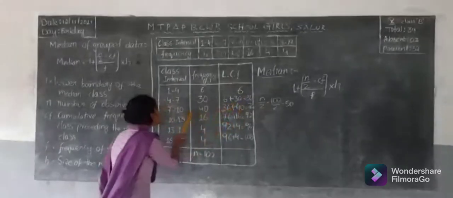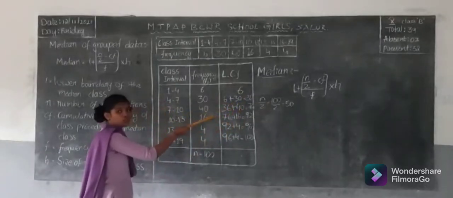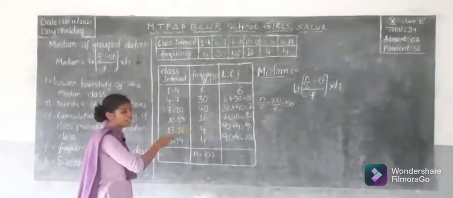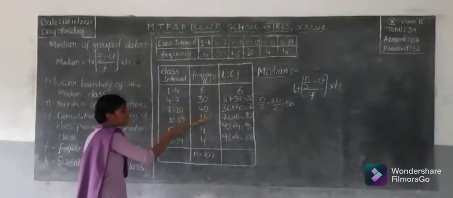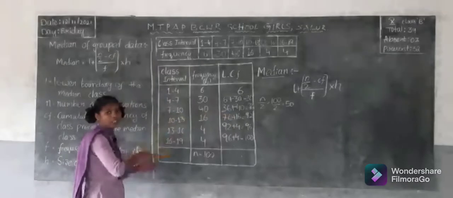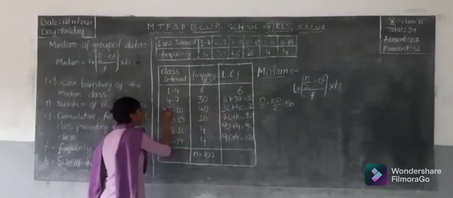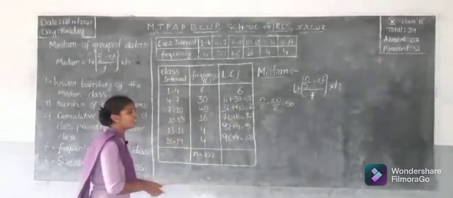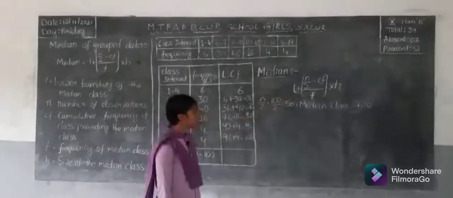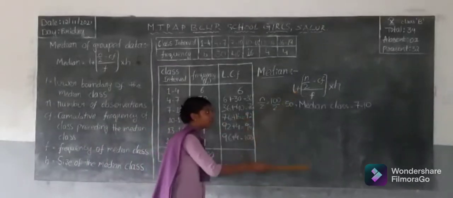So we take the class interval opposite to this cumulative frequency as the median class. So here 7 to 10 is the class interval opposite to that cumulative frequency. So we take 7 to 10 as the median class. And next we want to find the lower boundary of the median class.